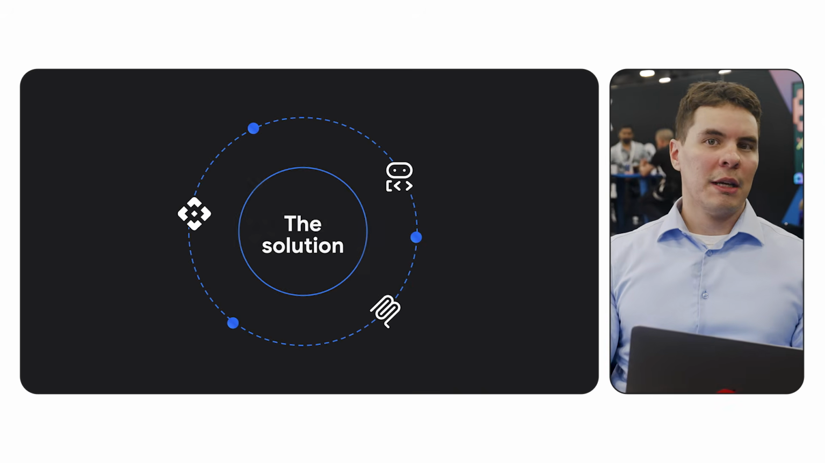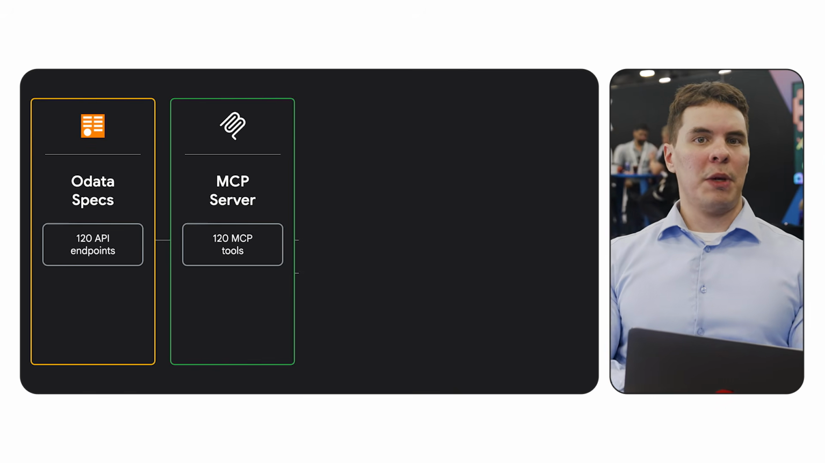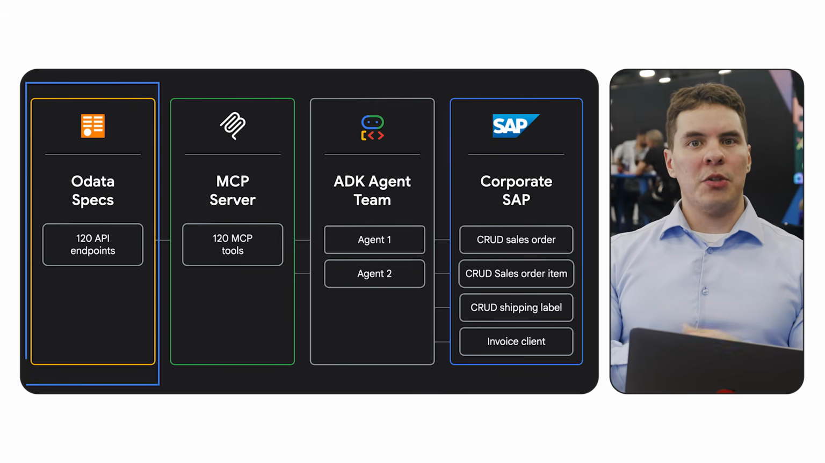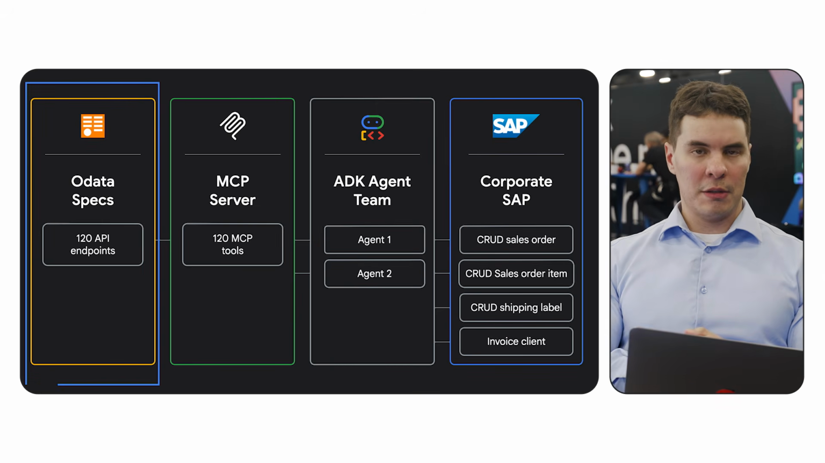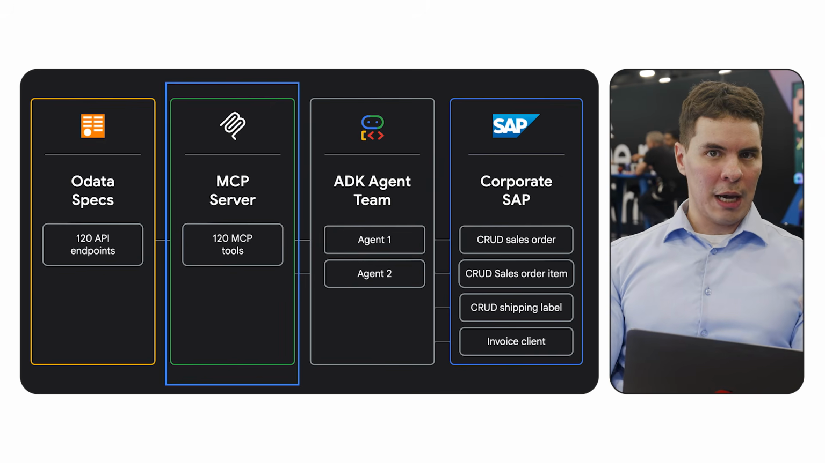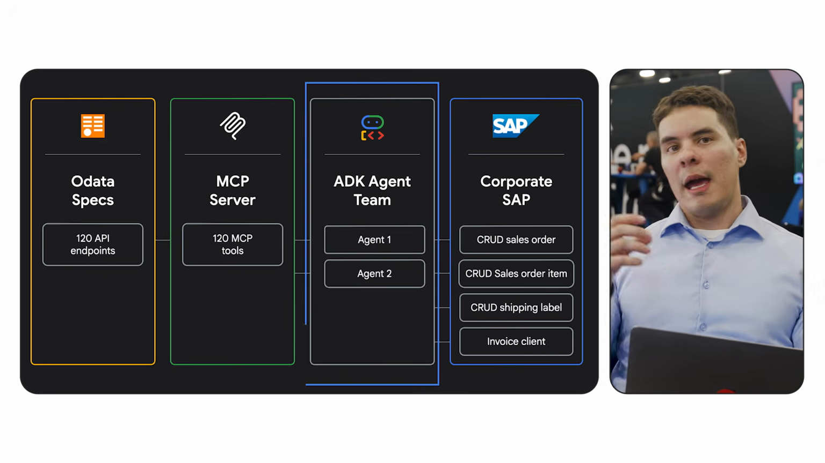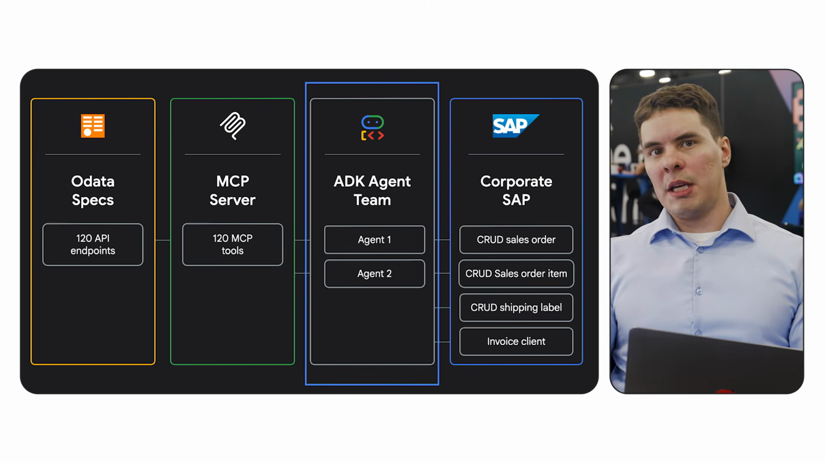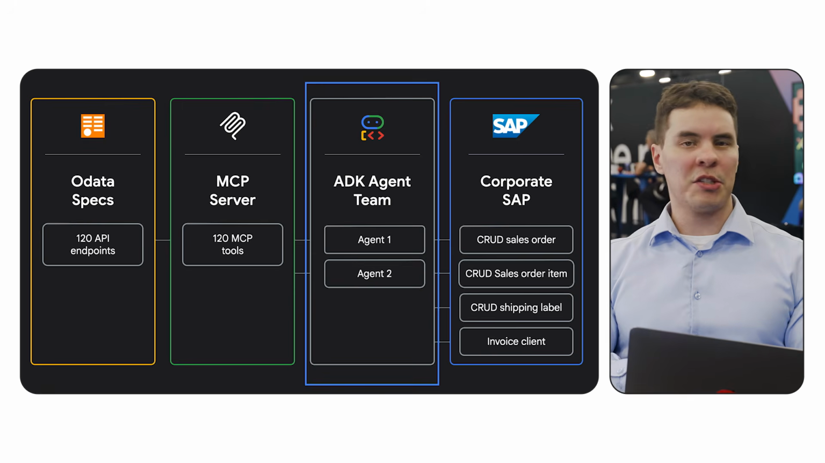The solution? Leveraging APIs, MCP, and Google ADK. SAP utilizes the OData standard to declare their APIs and endpoints. MCP allows AI agents to leverage APIs in the form of tools. And Google Agent Development Kit gives us agents that can leverage MCP tools and orchestration between agents. That's easier said than done.